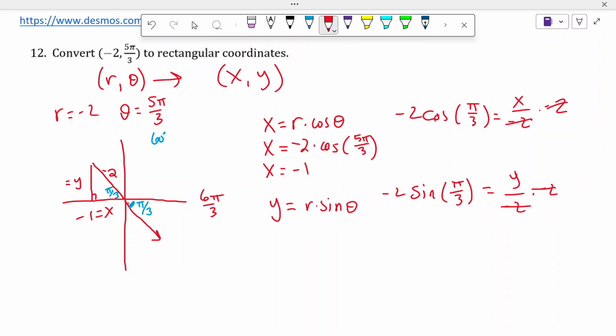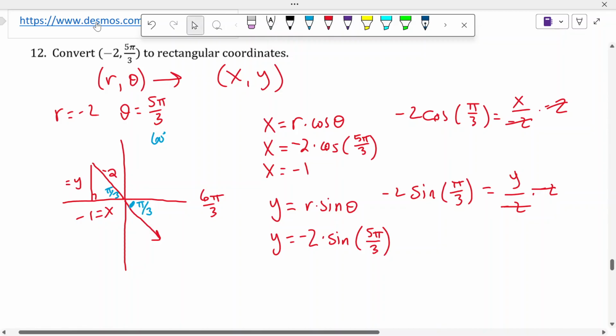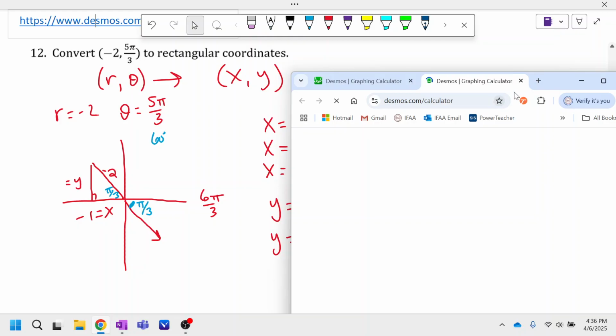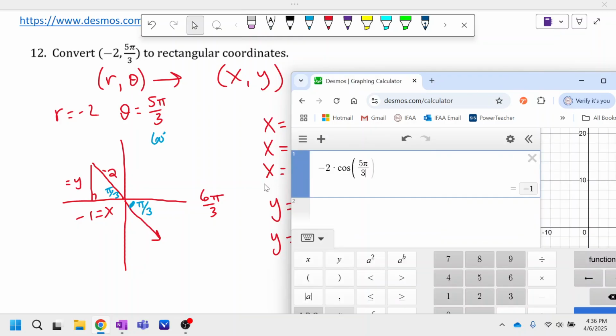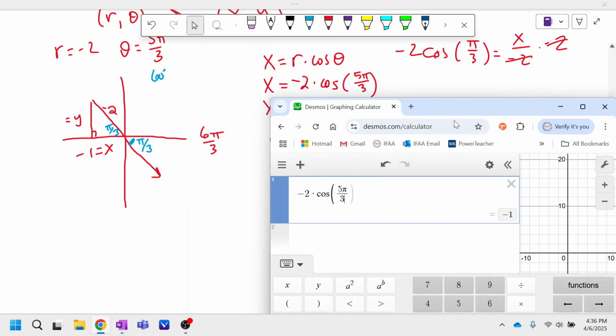And let's not use this second quadrant angle. Let's use the full-on angle they gave me. Let's just use the raw values, the r and the theta from our problem: negative 2 times the sine of 5 pi over 3, totally ignoring my picture, my triangle. Let's just crunch that in Desmos. There we go. Okay, let's see what we got.